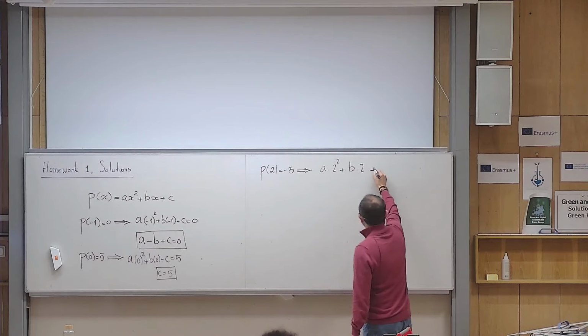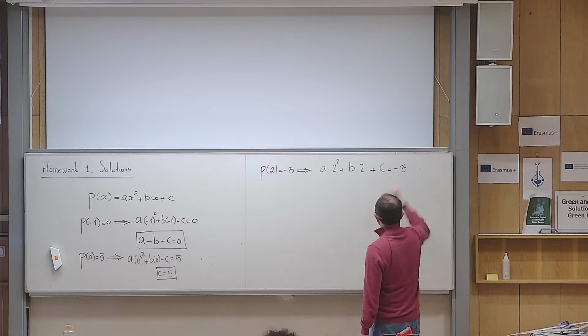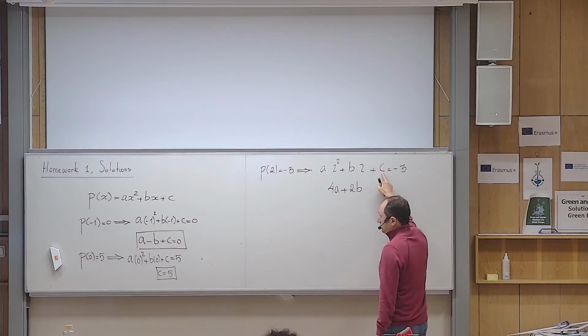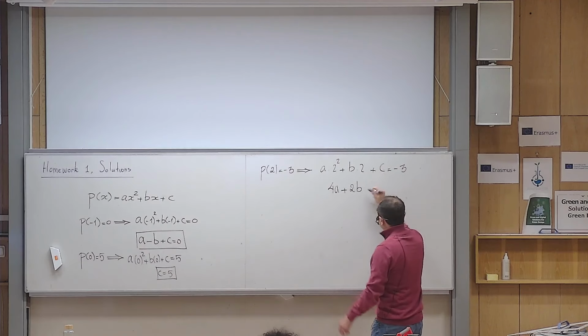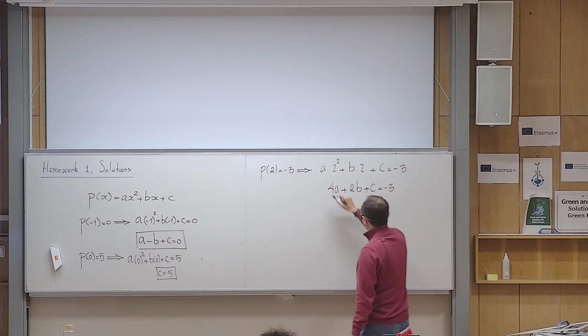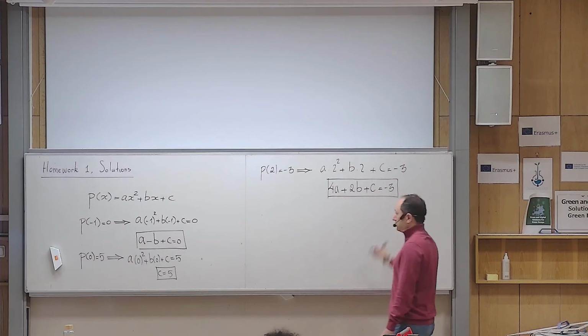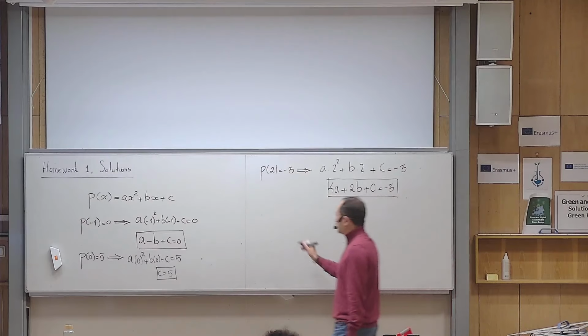Yes? The answer is supposed to be minus 3. This is simply 4a. This is 2b. And then we found c. What is c? 5. If you don't mind, let me write it down. Okay, it's minus 3. Because sometimes the problem is not simple. You have to solve the equation. You still have to solve the system of equations.